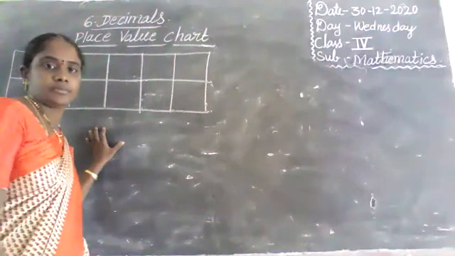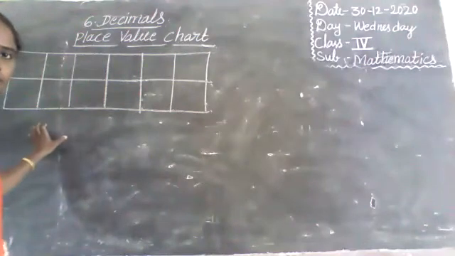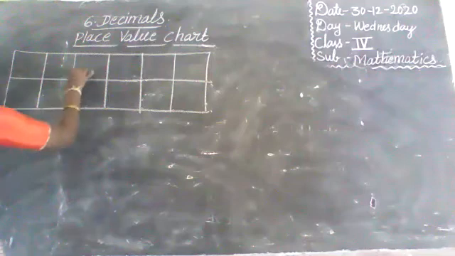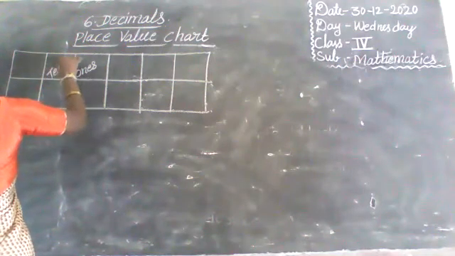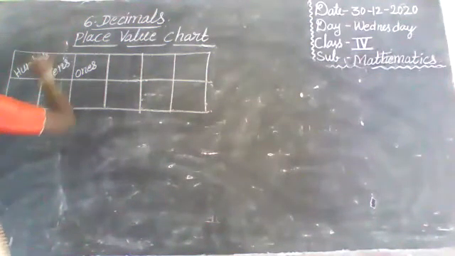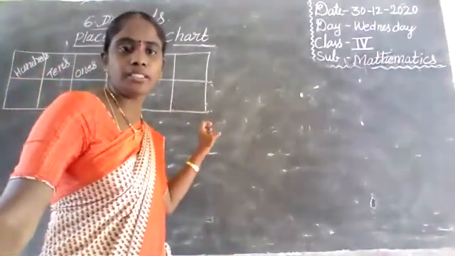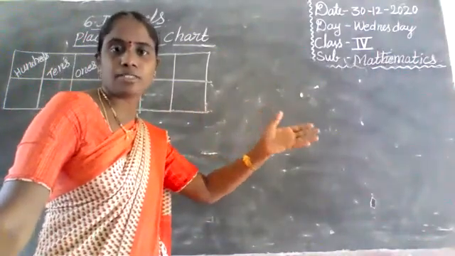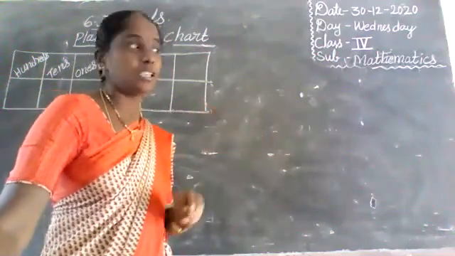Draw the scale. Use the scale and draw the box. Draw the chart, the place value chart. See children here: ones, tens, hundreds. You already know how to write the place value chart in whole numbers: ones, tens, hundreds, thousands, 10,000, lakhs, 10 lakhs. Like that in whole numbers.